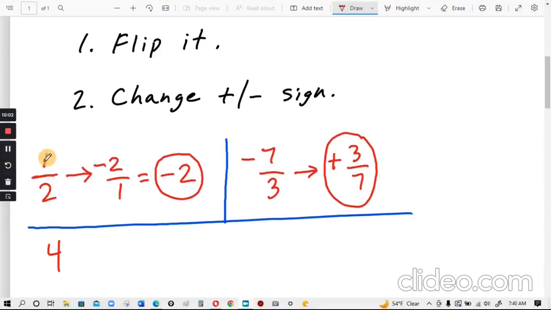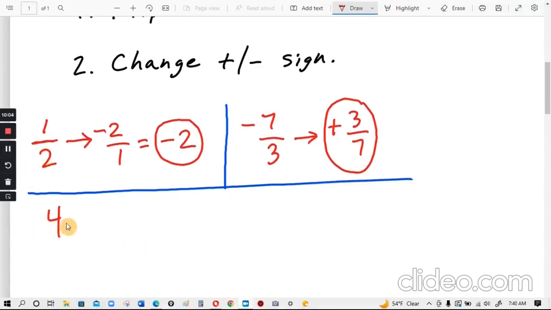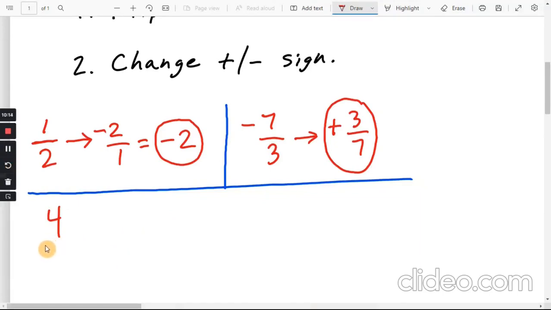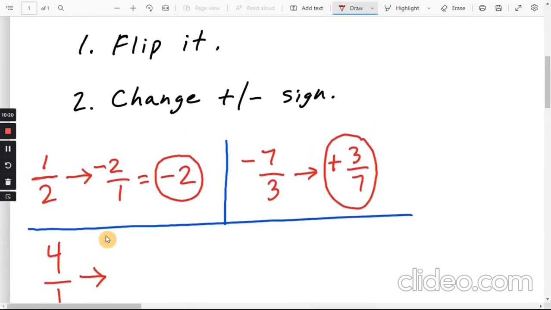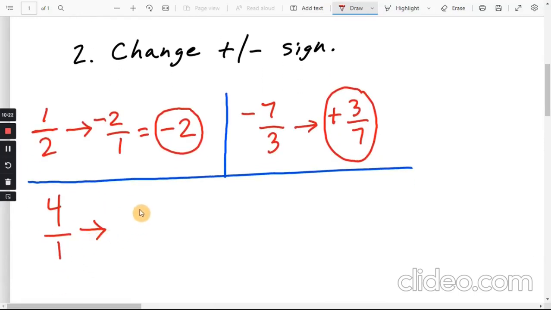Okay, so why don't you try to find the negative reciprocal of 4? And I suggest you make it 4 over 1. All right, negative reciprocal of 4. 4 is actually the same as 4 over 1. All right, so the first step is to flip it. So 4 over 1 becomes 1 over 4. Second step is change the plus minus sign. It was originally positive, and now it's negative.